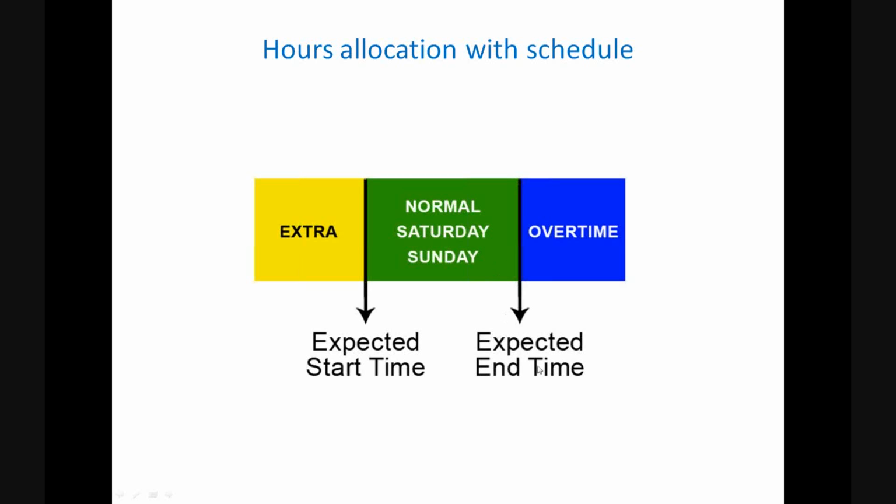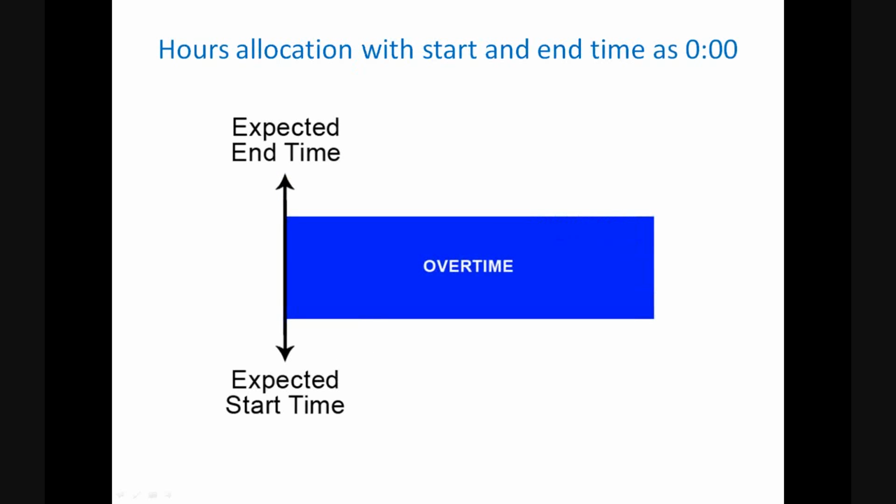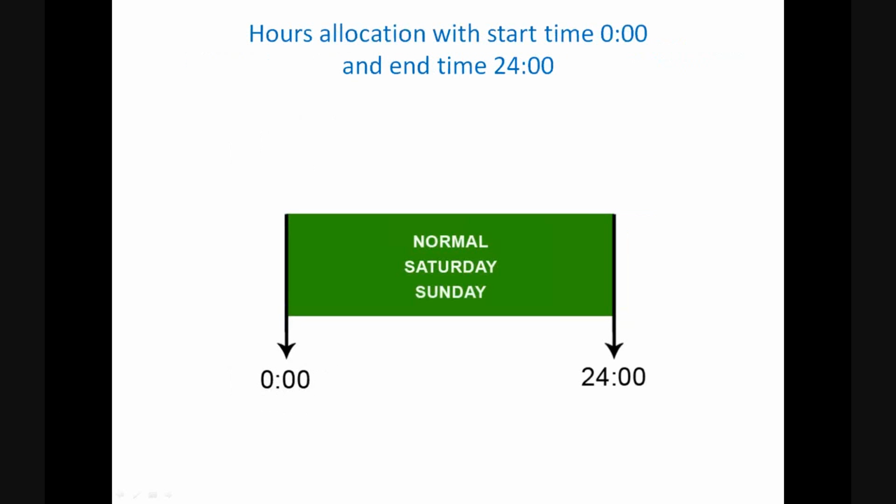Anything after your expected end time goes to the overtime column. If both your start and your end times are left at 0, any time worked on that day will be allocated to your overtime column. If you set your start time to 0 and your end time to 23:59, all the time worked on that day will be allocated to your normal, your Saturday or Sunday time, depending on which day of the week it is.